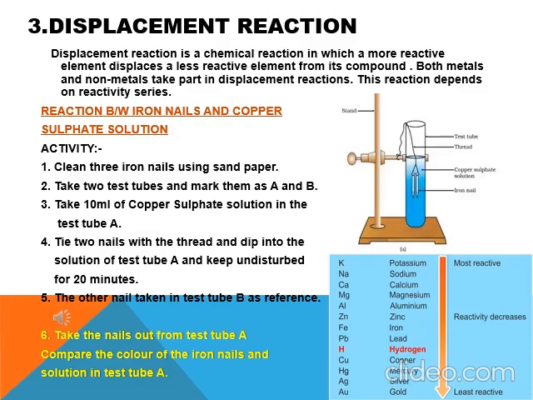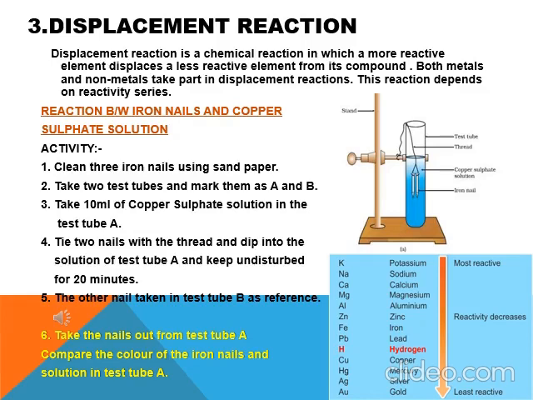And we tie 2 nails with the thread and dip into the solution of test tube A, which is having CuSO4, and keep undisturbed for 20 minutes or half an hour. And the other nail we will take in the test tube B, which will be used as a reference after the reaction. Then take the nails out from the test tube A, then compare the color of the iron nails and solution in the test tube A.